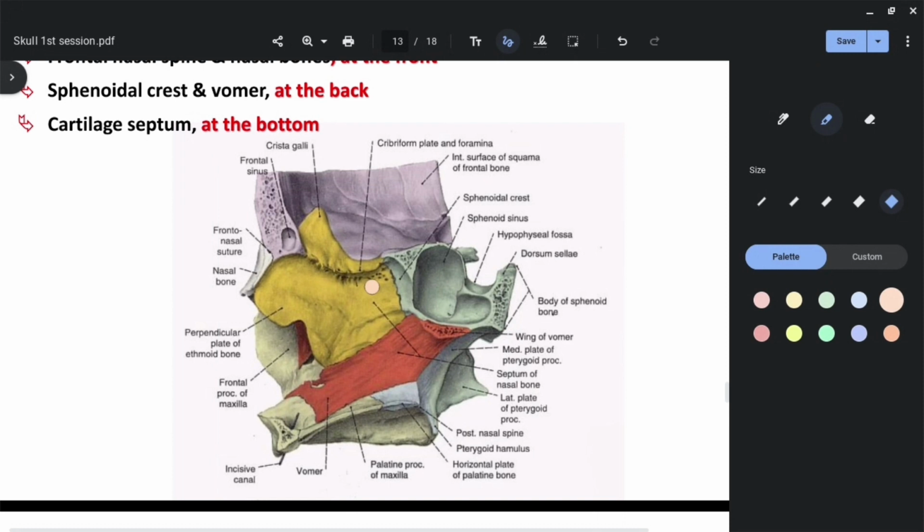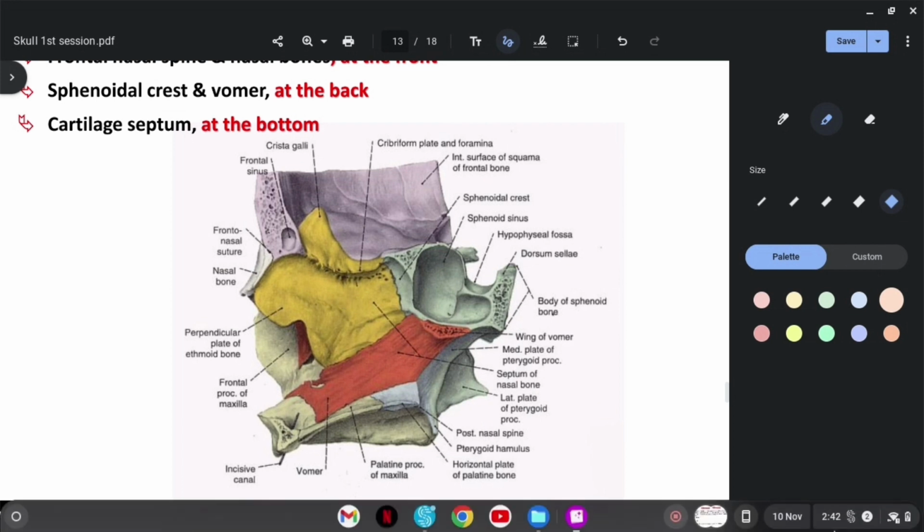One more thing I would like to add. In this diagram we don't have it, but in another diagram I will show you that at this portion we have the superior nasal concha, then we have the middle nasal concha. Both of these are part of the lateral masses, which I will show you in the next diagram.